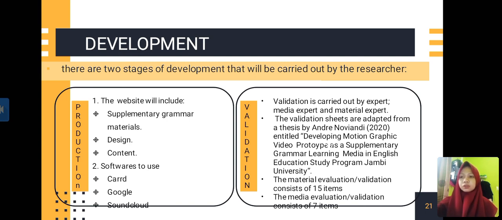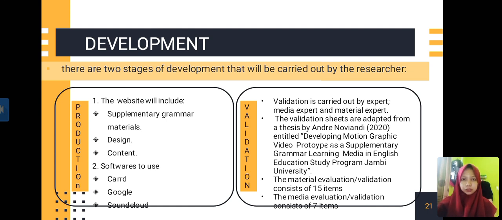Next is software to use. First, I will use Carrd. Carrd is a website builder which I will use to design the website, and Google Form. This is used to make quizzes, and SoundCloud. SoundCloud will be used to put background music in the website.